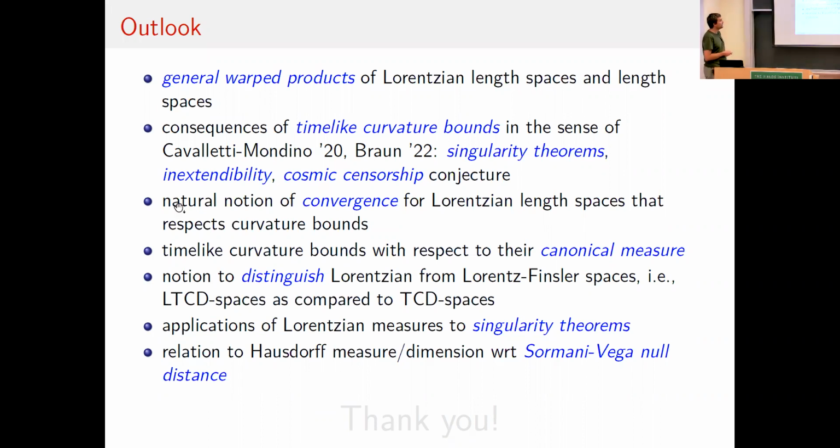Is there natural convergence of Lorentzian length spaces which respect these curvature bounds? And also, for example, if you look at this null distance of Sämann and Vega, what is the relation to the usual Hausdorff measure and dimension, using this null distance, with the canonical measures and dimensions we introduced for the Lorentzian pre-length spaces?